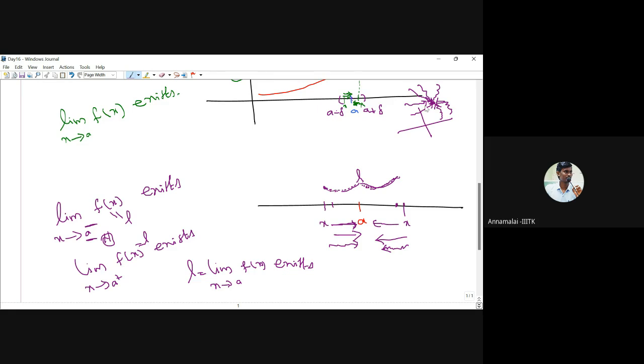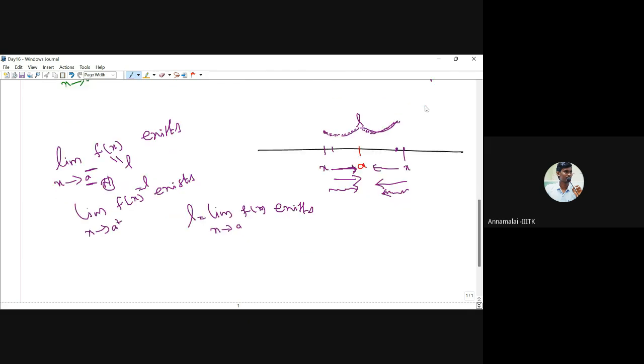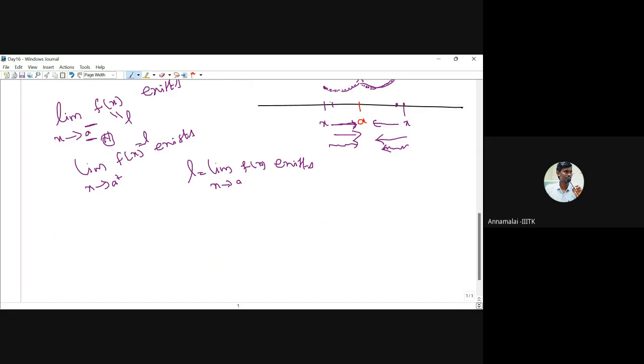But in the complex case, finding the limit is very difficult. We have to check all the directions. But in the real case, we have to check only two directions, either from the left or right. If both limits exist and both have the same value, then the limit of the function exists at that point. Okay, got it? Now, that limit should be unique. So once the limit exists, then the limit L should be unique. That is very important.